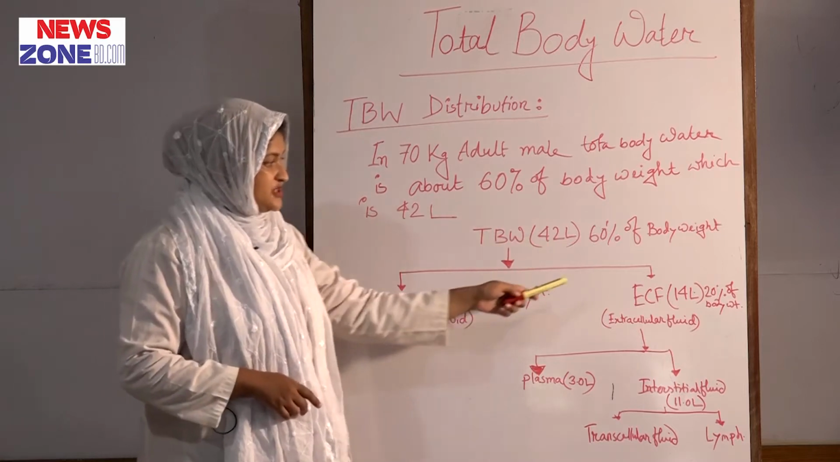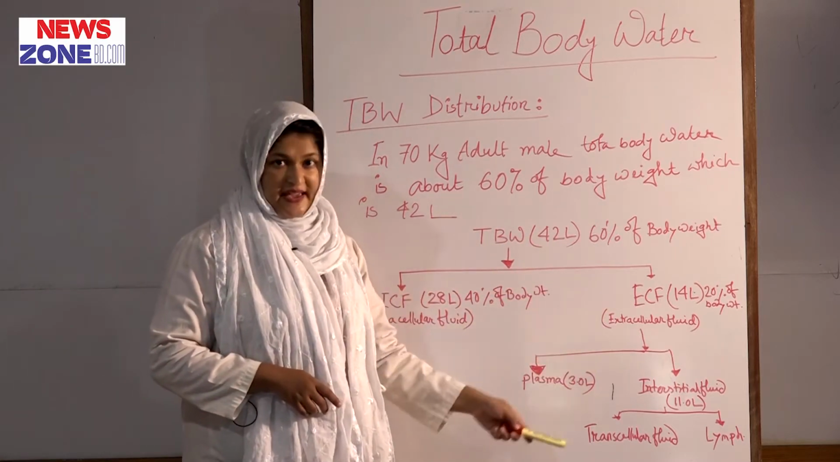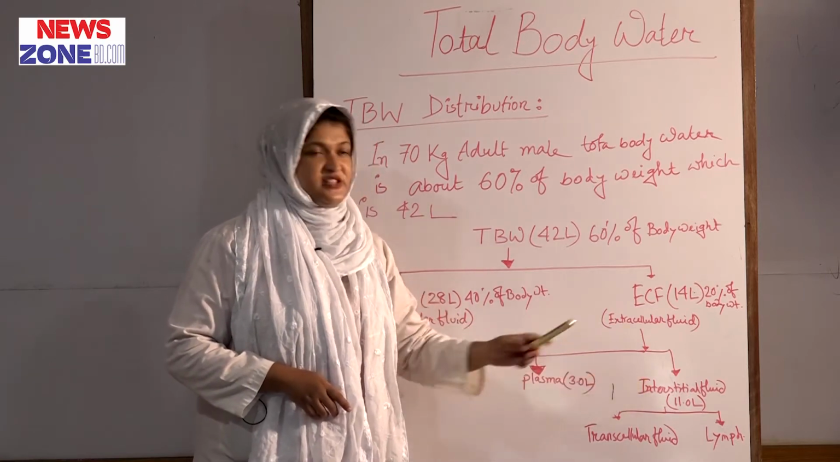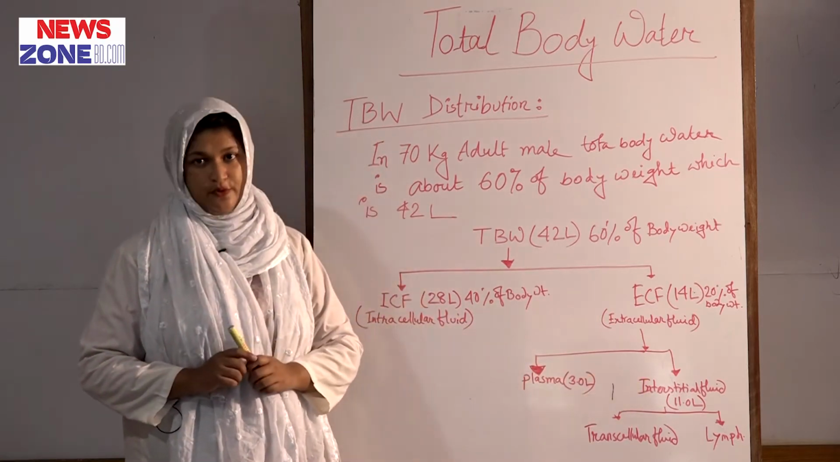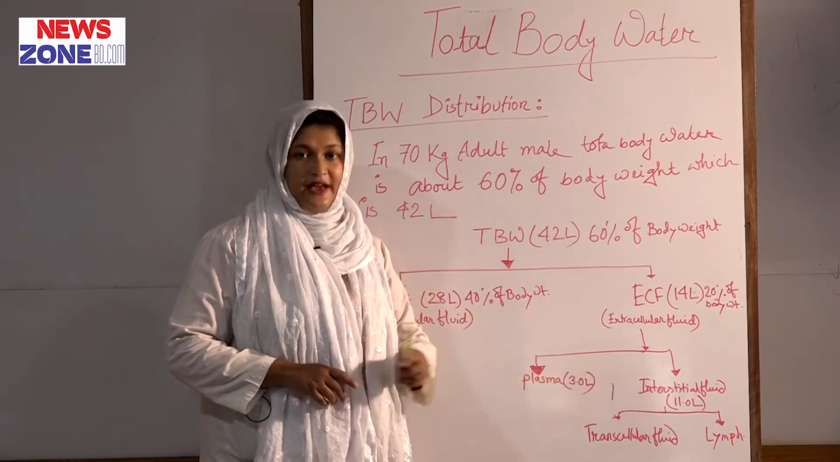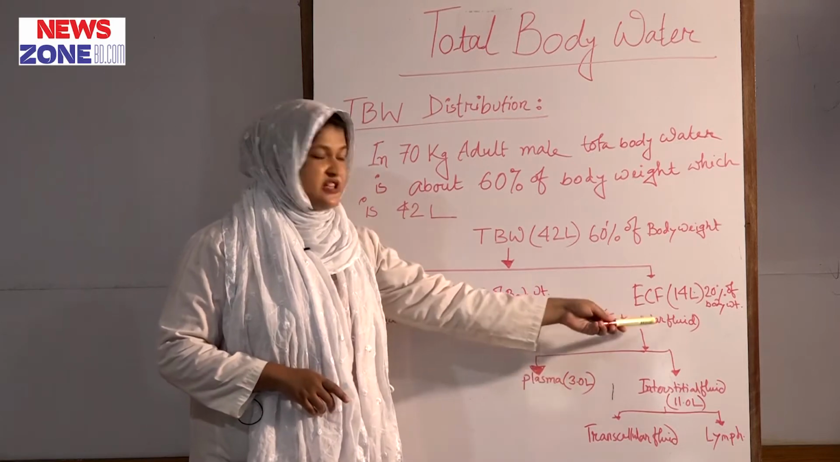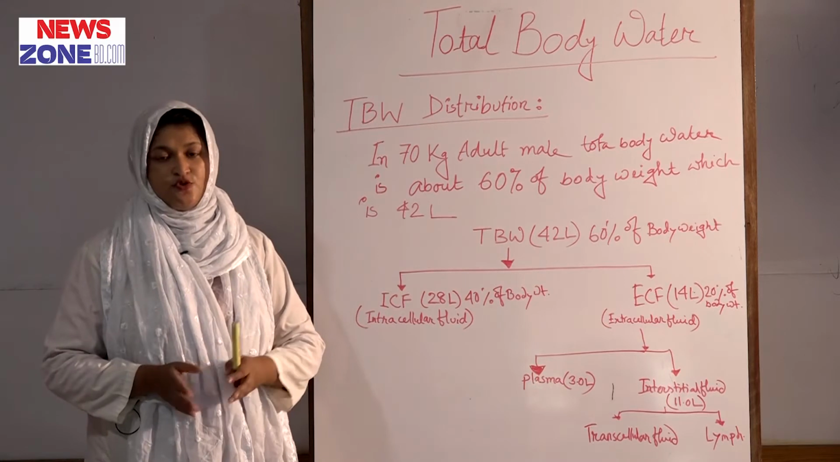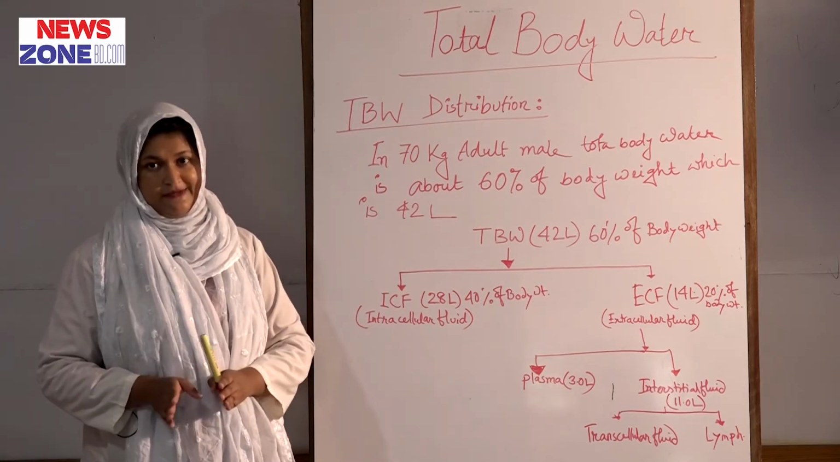Now come to the point, extracellular fluid will be distributed again into plasma and interstitial fluid. Another name of interstitial fluid is intercellular fluid. Plasma is 3 liter and interstitial fluid is 11 liter. So total is 14 liter. Then interstitial fluid will be further divided into transcellular fluid and lymph.